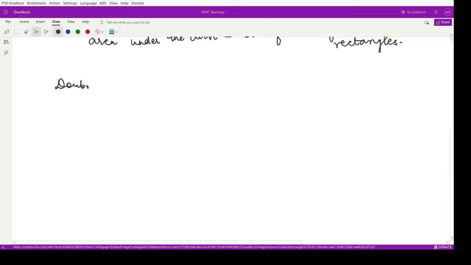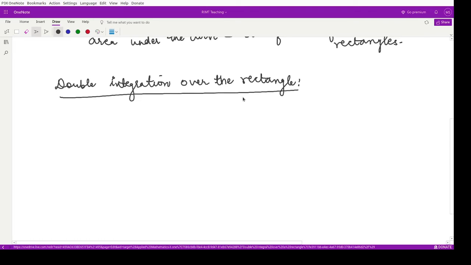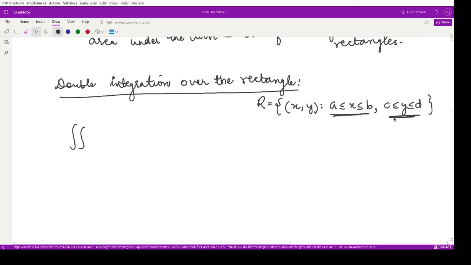So the double integration over the rectangle, what would this be? Say what is your rectangle? So suppose your rectangle R is defined by this set consisting of all the points x and y, such that x lies between a and b, and y lies between c and d. So here you have two limits instead of just one. So this is your region.